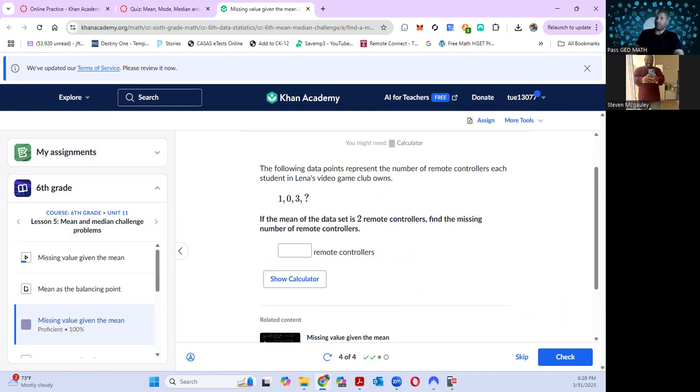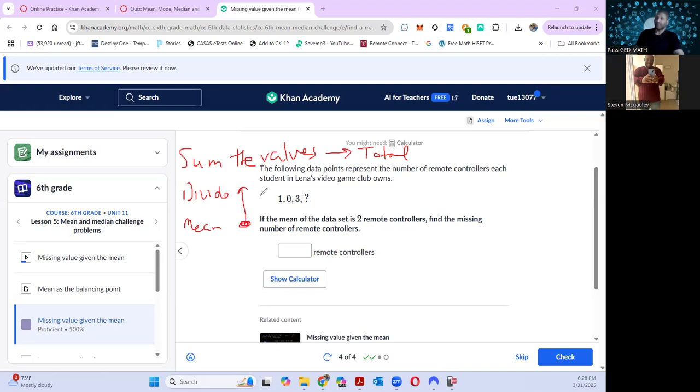So let's understand what we did. First we added our numbers up, right? Yes, sir. Once we did that, we got a total, correct? Yes, sir. Then we divided the total by the number of values, correct? Yes, sir. And then from that we found the mean, correct? Yes, sir. What if they give us the mean? That means we got to do the opposite. What is the opposite of dividing?